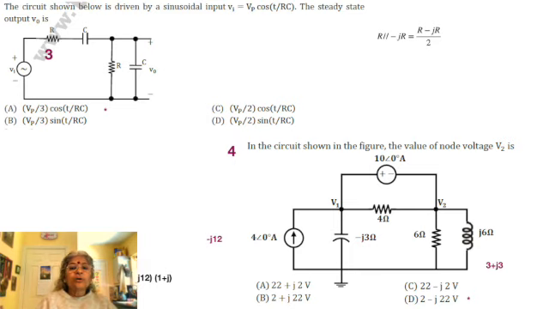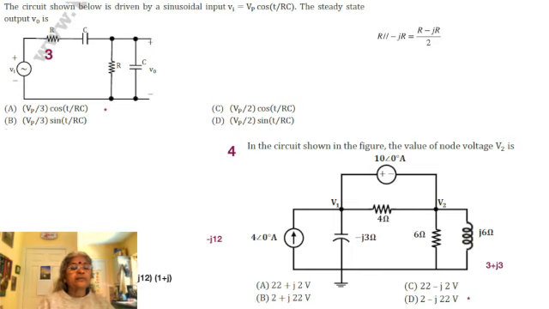Moving on to problem number 3. Here we see an AC source feeding a series element of R and C, and also a shunt element where the same R and C are in parallel. The problem says that the circuit shown below is driven by a sinusoidal voltage input Vi equal to Vp cos(ωt), where ω equals 1 by RC. More focus has to be given to omega, because it has a bearing on the load, and Vp is the magnitude.